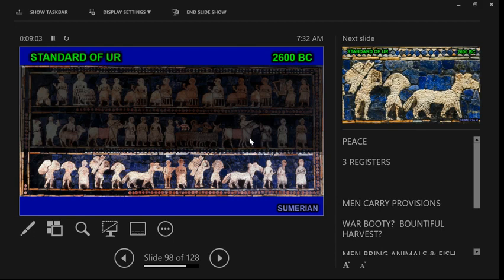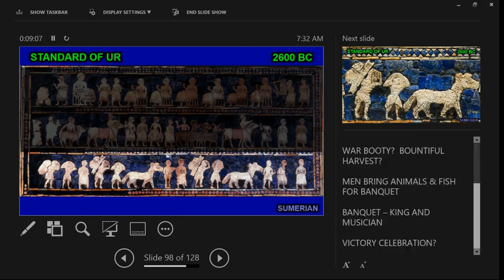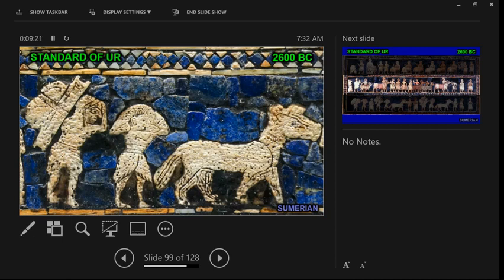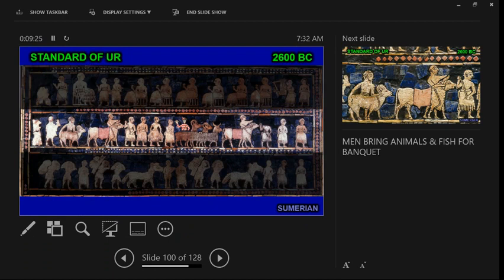So at the bottom section, we'll get men bringing animals, fish for a banquet. And the banquet is at the top of the top register. It's the king and musician. And they're also wondering, is this a victory celebration after the battle? All right. And in the middle register, they have more things.